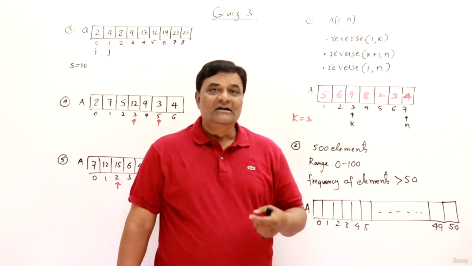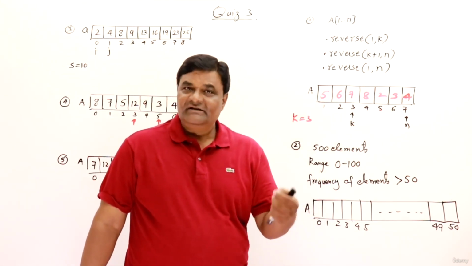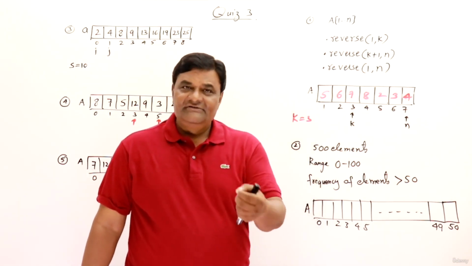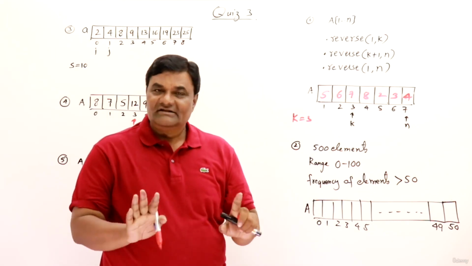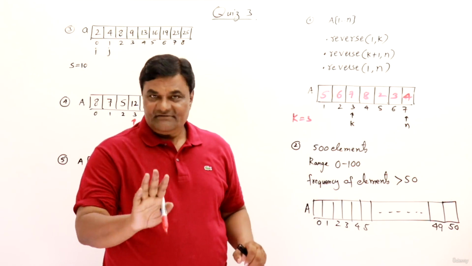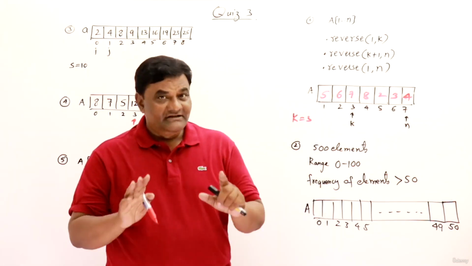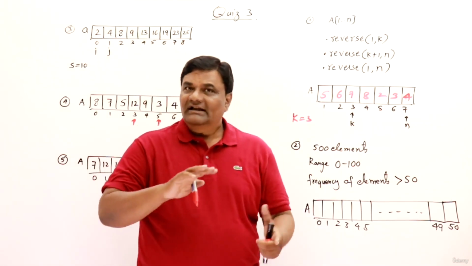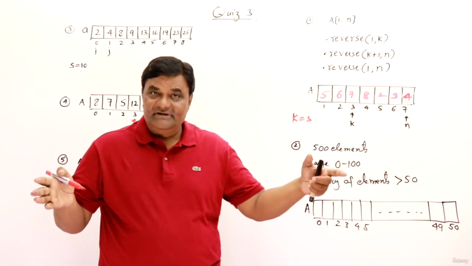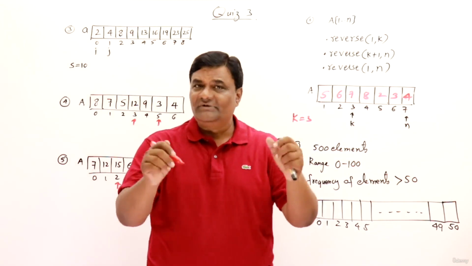So the elements are like 5, 3, 7, 20, 35, 45, 35, 95, 85, 85, 75, 85, like this the numbers are there. How many? 500 numbers are there. That's it. Next. In this, if you have observed, elements may be repeating. Yes, because there are 500 elements. Suppose the marks of 500 students.